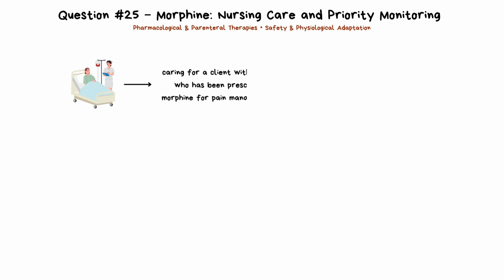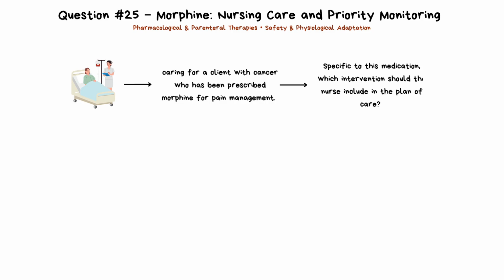Here's a multiple-choice question that focuses on planning safe, evidence-based care for a client receiving an opioid analgesic. Scenario: a nurse is caring for a client with cancer-related pain who has been prescribed morphine for pain management. Specific to this medication, which intervention should the nurse include in the plan of care?